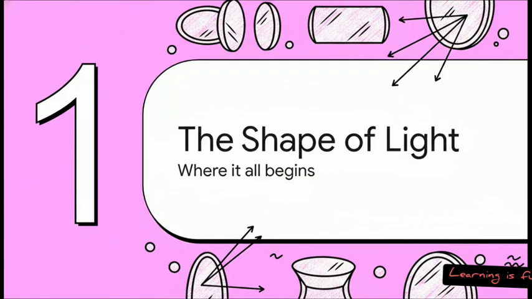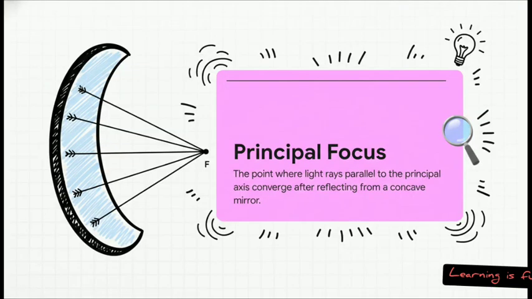Okay, first things first. It all, and I mean all of it, starts with the physical shape of the mirror or the lens. That curve is what tells the light what to do. So before we can even think about formulas, we need to get one key idea down: the principal focus. Imagine a bunch of parallel light rays all flying straight at a curved mirror. The one single spot where they all meet up after they bounce off, yeah, that's the principal focus. It's like the mirror's natural gathering point for light.